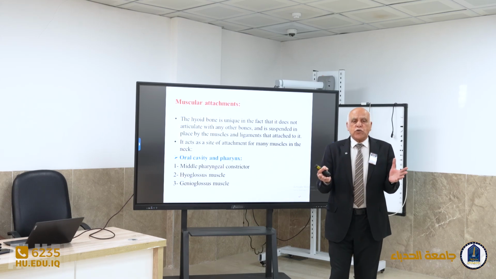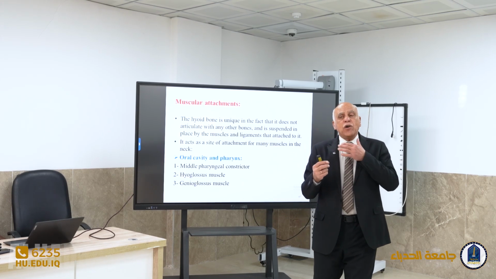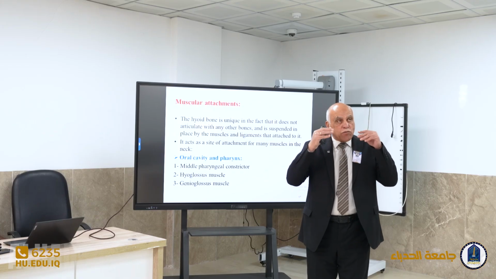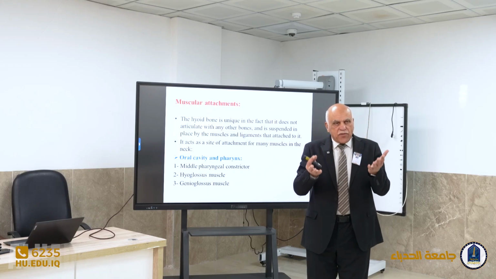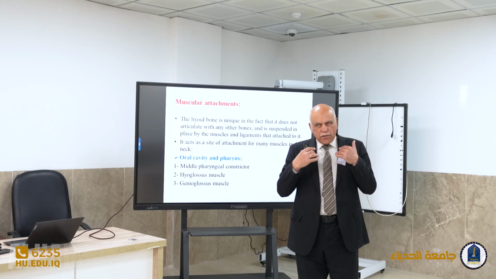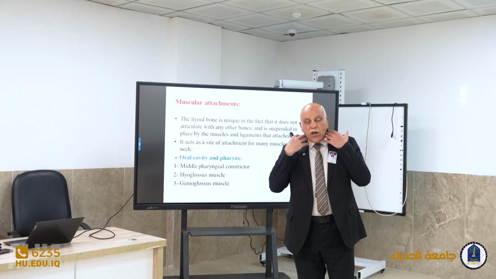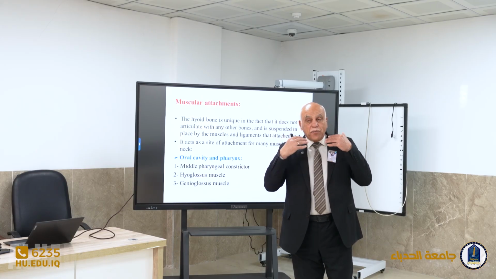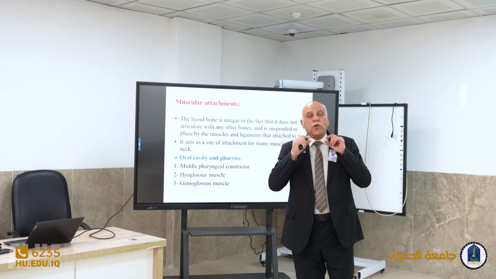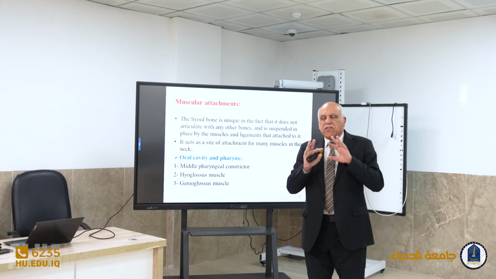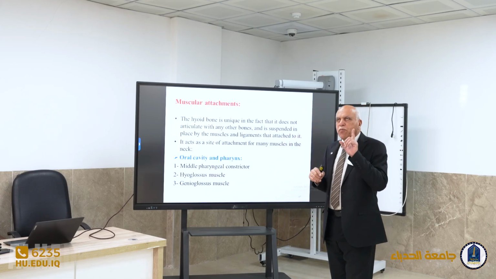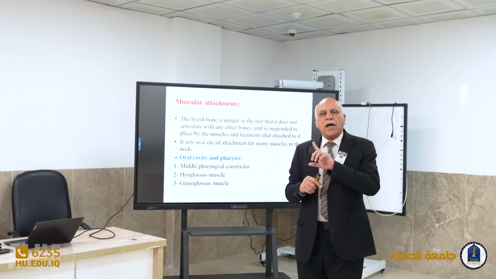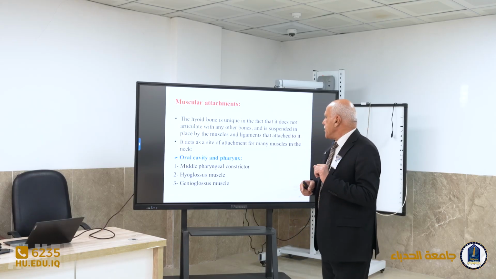So if it doesn't have articulation with other bones, how is it present in this area? Because it is suspended by muscles above the hyoid bone and muscles below the hyoid bone and on the side of the hyoid bone. So these muscles in relation to the hyoid bone make the hyoid bone stable in its place. It has no articulation. It is the only bone in the human body that has no articulation with any other bone.